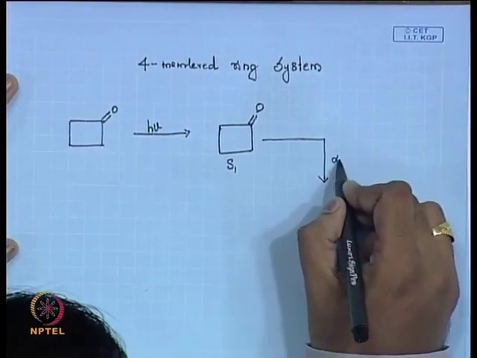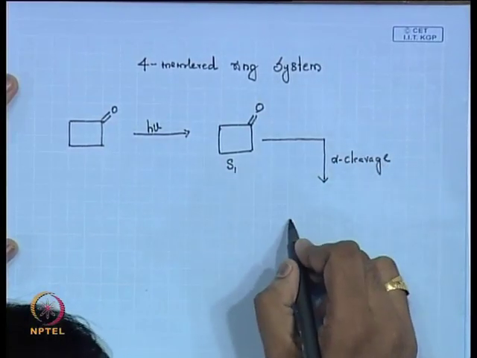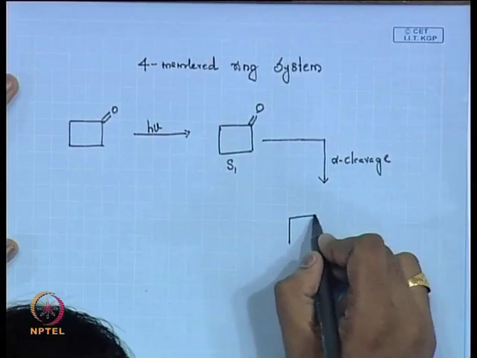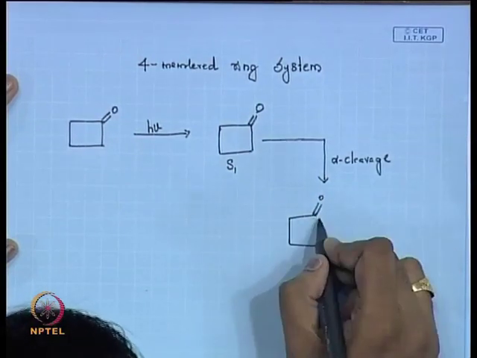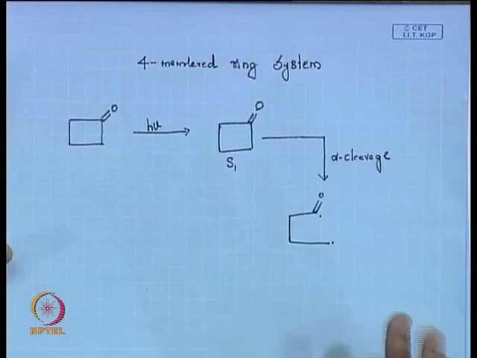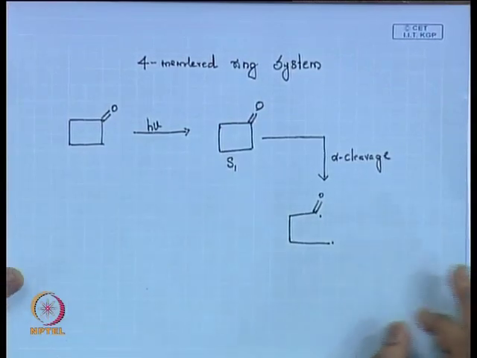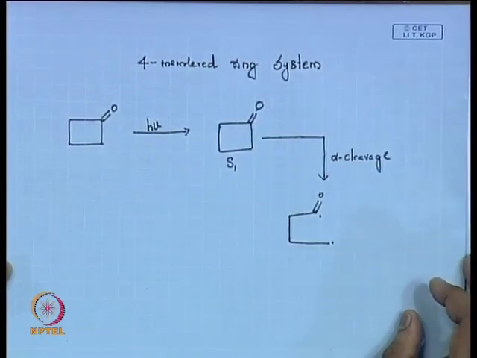After this it can undergo an alpha cleavage, giving an acyl and alkyl radical. Most of your primary photo process ends up in an acyl and alkyl radical. It is only about which state the chemistry happens from. Except cyclobutanone, most of the chemistry happens from your triplet.